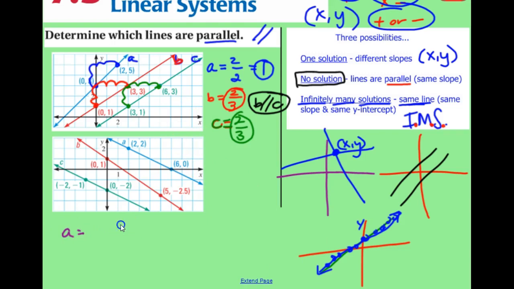Then the next one, let's find the slopes for A, B, and C. So first line A right here, from here to here, we're really going down, or -1, -2, and over 1, 2, 3, 4, -2 over 4. Or we can simplify that if we divide both by 2. It's the same as -1 over 2.